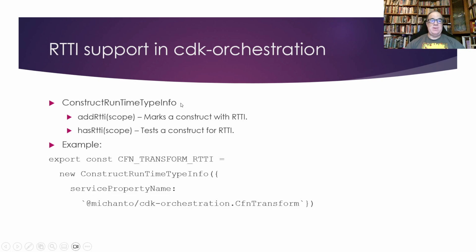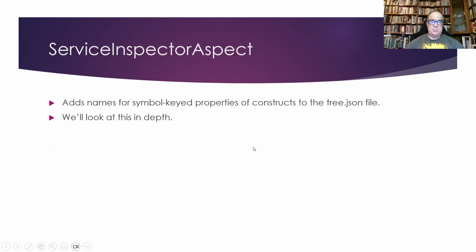And ConstructRuntimeTypeInfo has two methods on it. addRTTI, and you pass it the scope. If you call that, it will mark your construct with RTTI. So I usually call that from the constructor, similar to how the CDK does. And then hasRTTI, which tests a construct for runtime type info, and I call that from the static is function. Okay, so I also have this service inspector aspect, and what this does is it writes the names from the global symbol table of symbol keyed properties of constructs to the tree.json file. And we'll take a look at this as well.